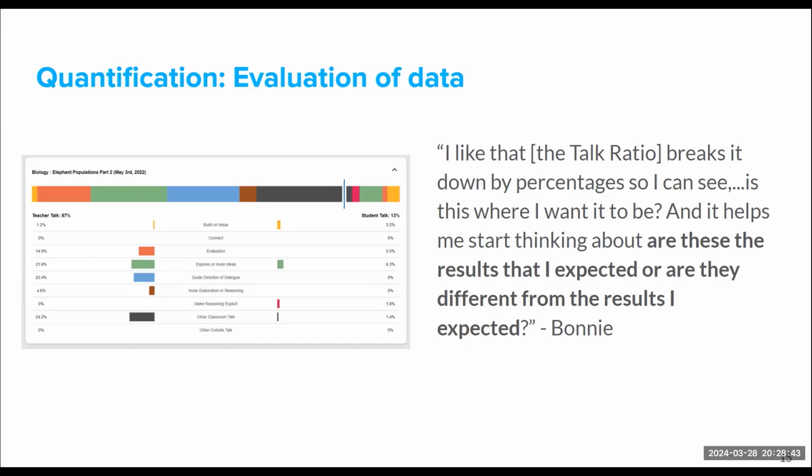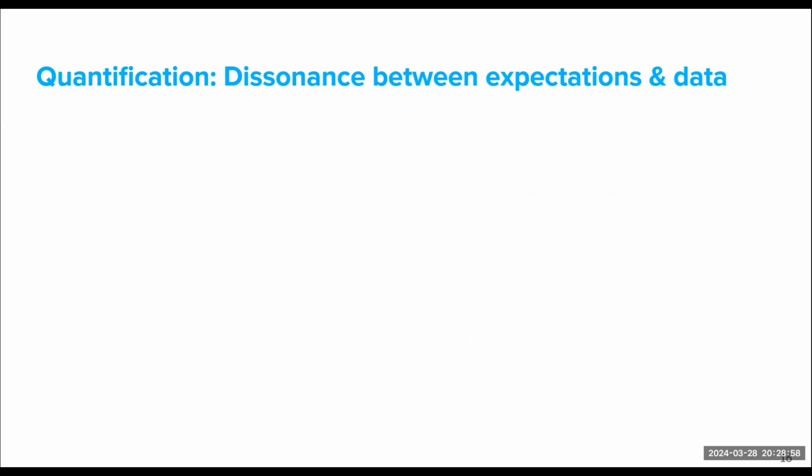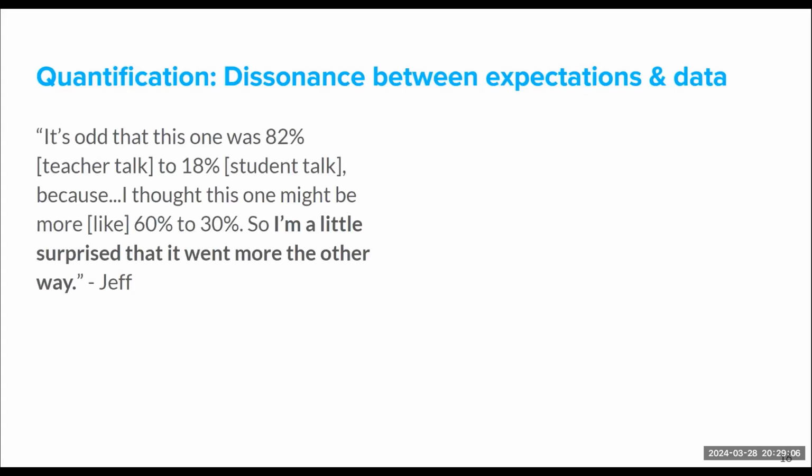For instance, Bonnie here says that the talk ratio helped her start thinking about whether the data accurately reflected what she expected and ask questions about whether it was where she wanted it to be. All teachers actually mentioned a feeling of dissonance or surprise at their talk ratio visualization because it differed from their own perceptions or expectations. So for example, Jeff said he was surprised that his teacher talk was so high compared to what he expected. And this led to him asking questions and seeking answers from his discussion data.